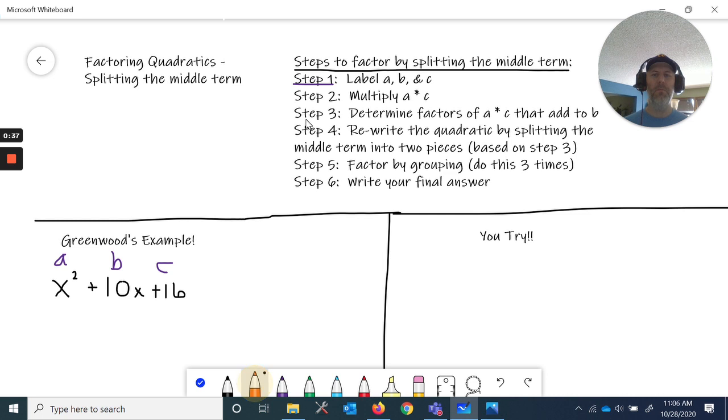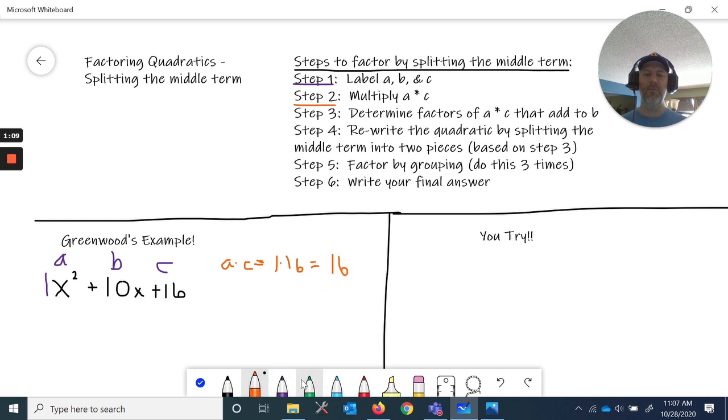Step two, I'm going to multiply my A term times my C term. And we're just interested in the numerical values, so the coefficient. The coefficient on this x squared is 1, because it's that implied 1x squared. There's just one of them. There's no number in front. If this number was a 6, we would use 6 for A for an example. So we're going to take A times C, which in this case means 1 times 16, and that's going to give me 16.